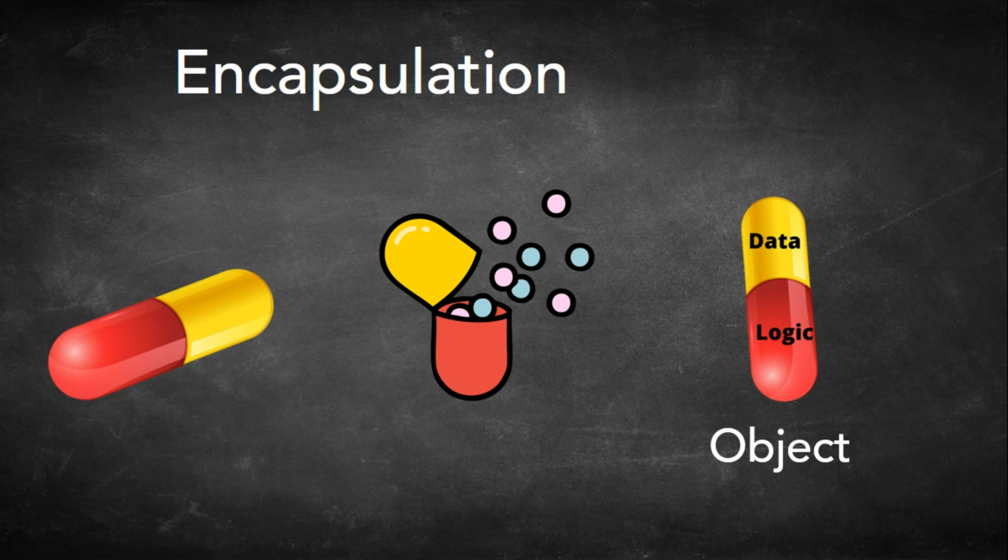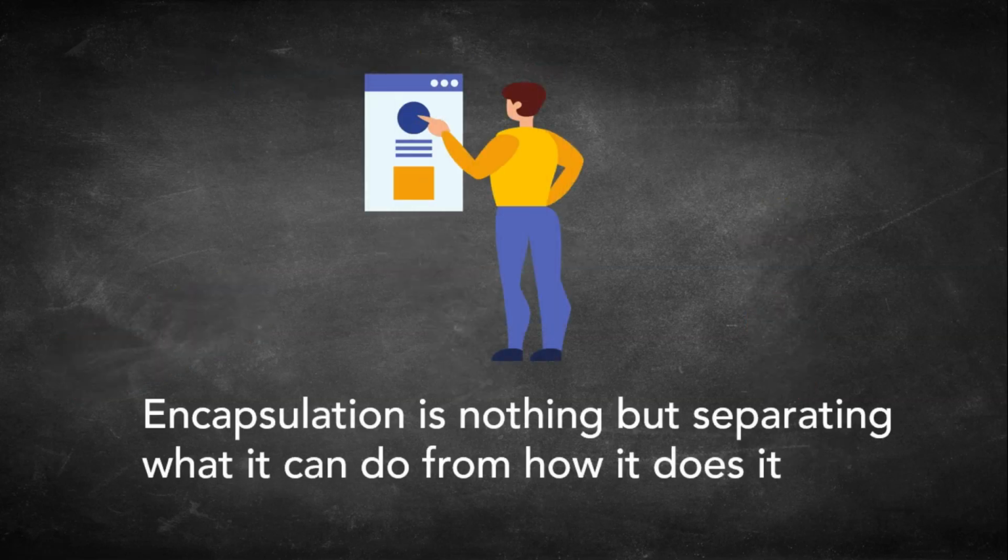Just like how we use capsules to solve our health issues without knowing underlying details, we should provide the flexibility for the other programs to use our object without knowing underlying implementation. In short, encapsulation is nothing but separating interface from the implementation. In other words, separating what it can do from how it does it.